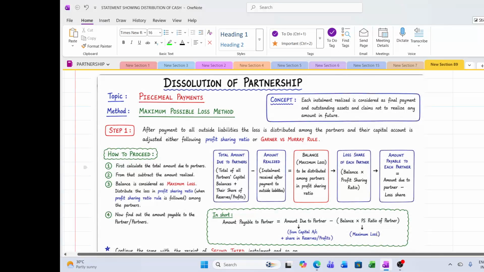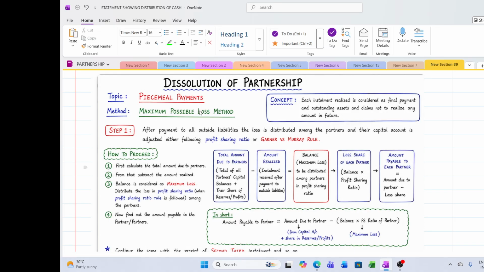Today we are going to see piecemeal payments of dissolution of partnership. In piecemeal payments there are two methods: one is the maximum possible loss method and the other is the highest relative capital method. Today we are going to focus only on the maximum possible loss method.